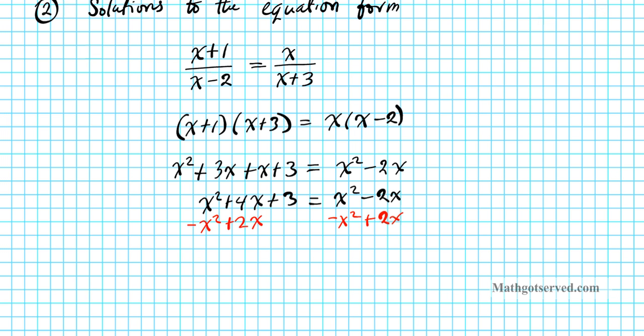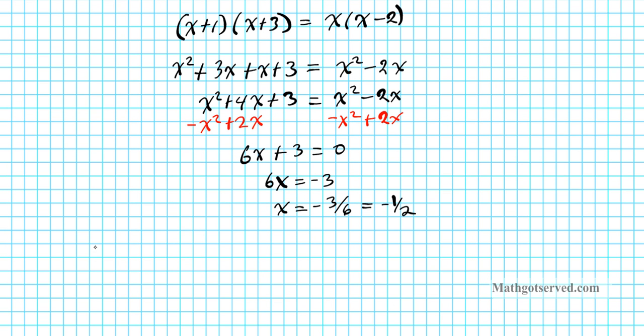So that yields, this cancels out, this becomes 6x + 3 = 0. Subtract 3 from both sides. We have 6x = -3. Then we'll divide both sides by 6, and we'll have x = -3/6, which reduces to -1/2. Okay? All right, so now we have all our boundary points.